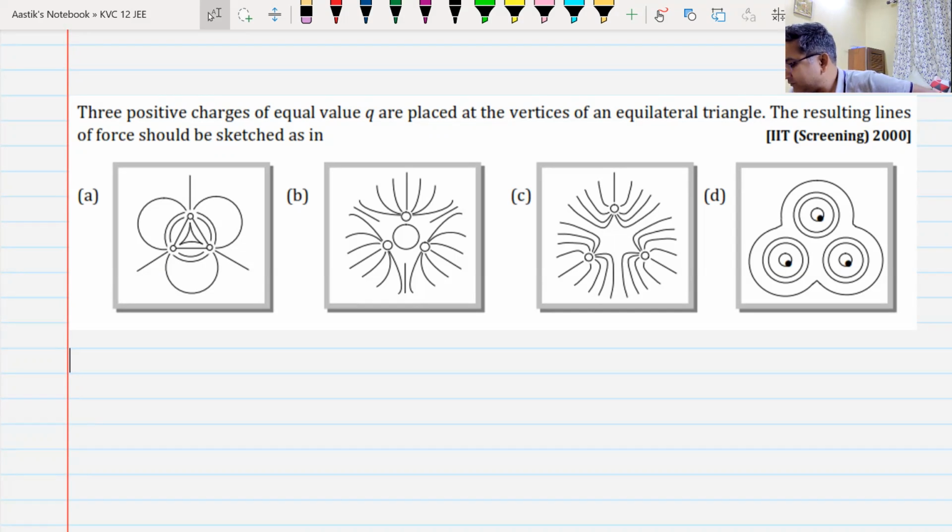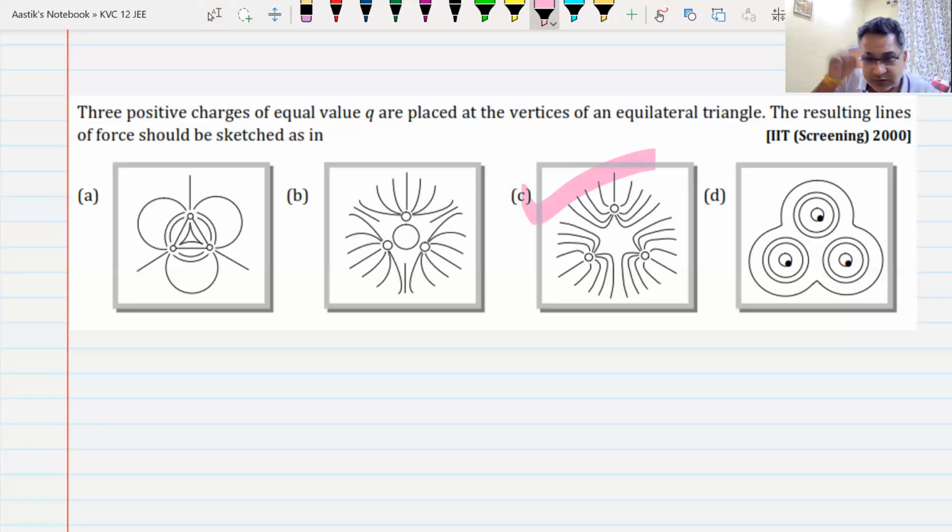There is a circle, sir, in between the charges. Yes, there is a circle in between the charges. That means the electric field line is going around in a loop. It cannot happen. Electric field lines cannot be in closed loops. They have to be open. So that is why that is not there.